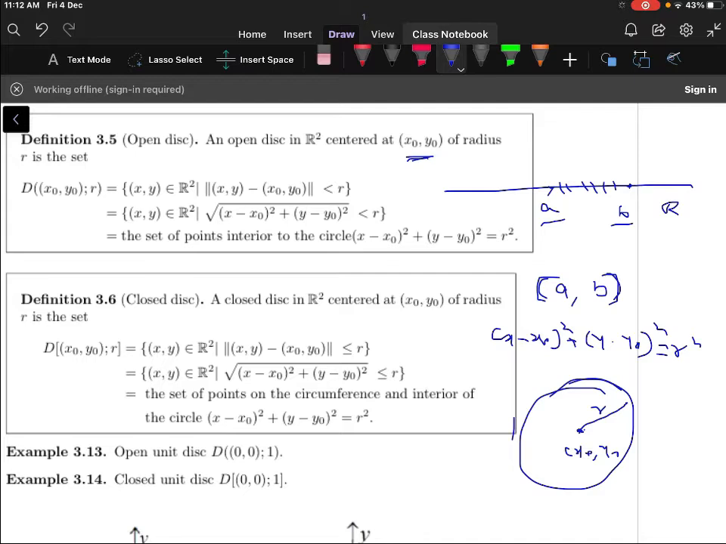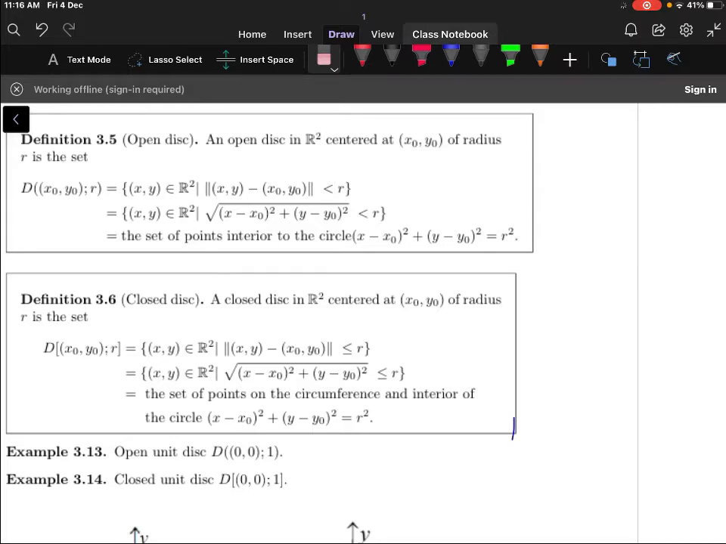If x0, y0 is the center of the circle, x and y are arbitrary points on the circumference of the circle. Suppose if we take x comma y here, the distance is always r. If we take here, distance is always r. Like this you can define. So that can be written mathematically as x minus x0 whole square plus y minus y0 whole square is equal to r square. Now let us move to the definition of open disk.